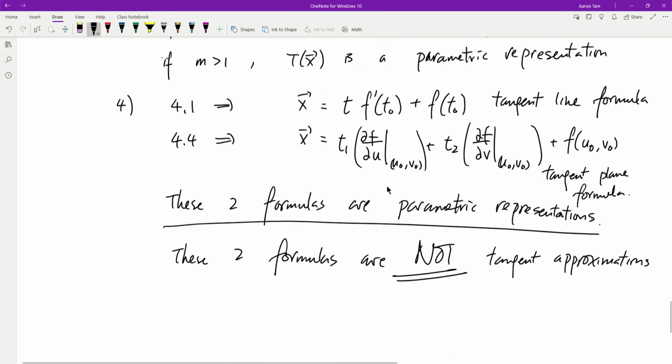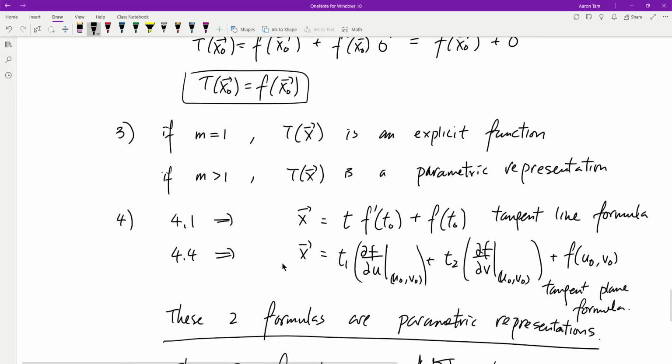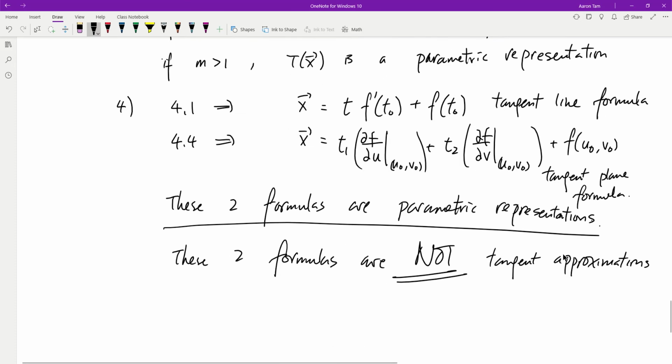These two formulas from 4.1 and 4.4 do give you tangent line and tangent plane in a parametric representation, but they do not give you a tangent approximation. They only give you a geometrical interpretation of tangent line and tangent plane. Therefore, I would recommend that you don't use these two formulas from this point on, unless you are looking for just tangent line and tangent plane. But if the question asks you for tangent approximation, these two formulas no longer apply. Okay, so keep that in mind.